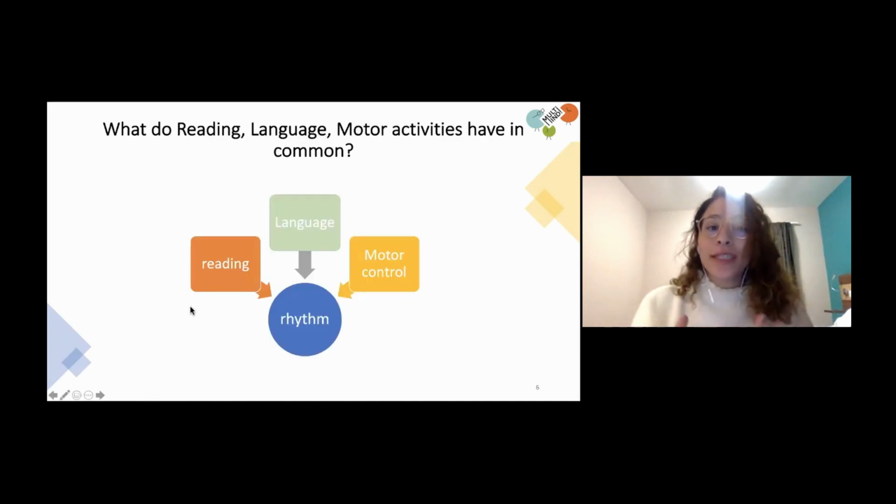So we've seen that individuals with dyslexia seem to show difficulties across reading, writing, and motor activities. All of these are domains that seem to unfold in time. And we think that all of these domains share a common thread. And we think that it is rhythm.